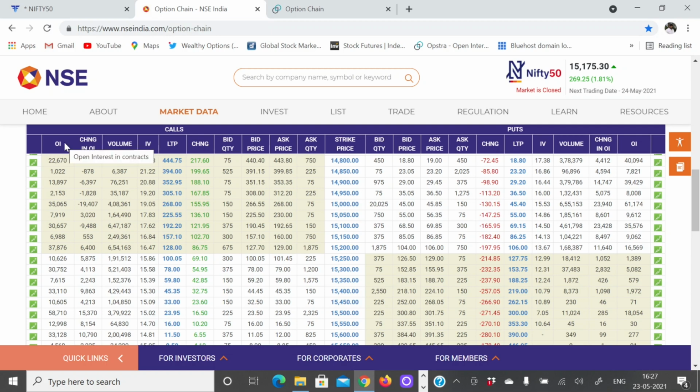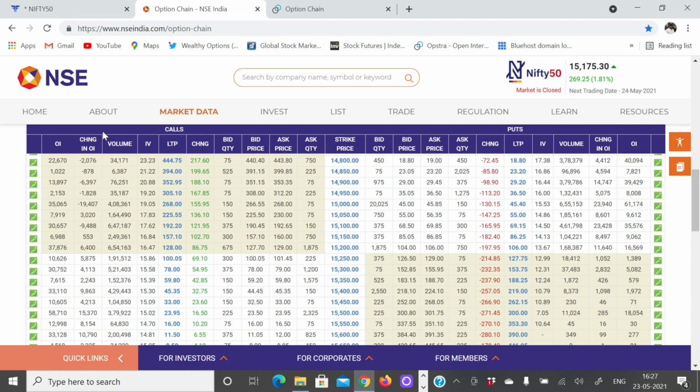Now let's look at the open interest. OI is nothing but the open interest. Open interest is how many options contracts are available or being traded at a given point of time, right? So if I look at 15,200, the open interest is 37,876 options contracts. This means for the 15,200 strike price, there are 37,876 contracts being bought and sold. Somebody bought means somebody would have sold. So this is the current open interest.